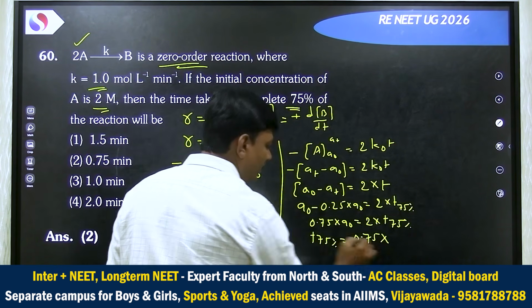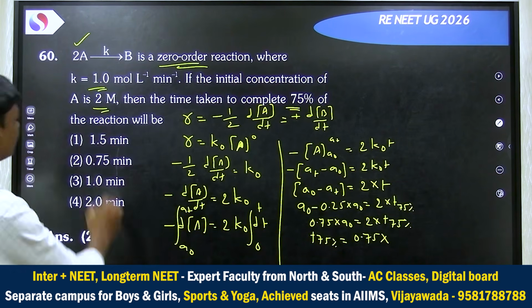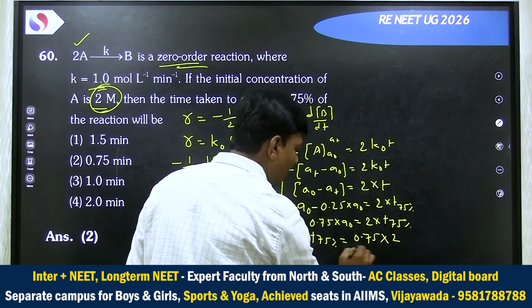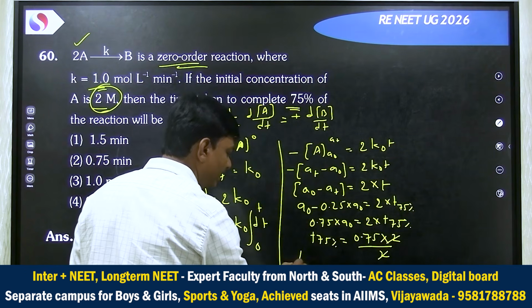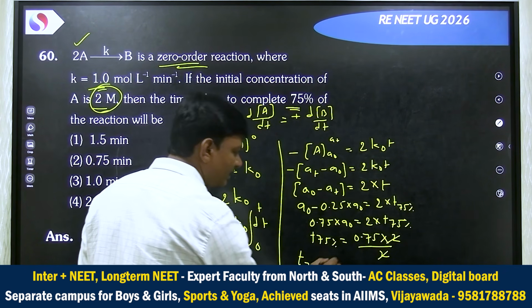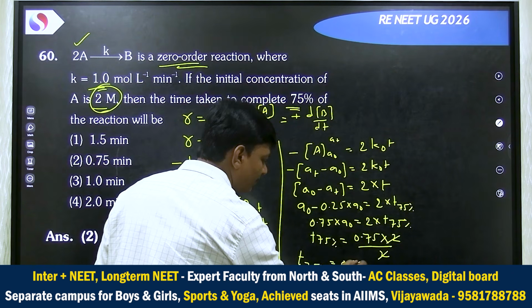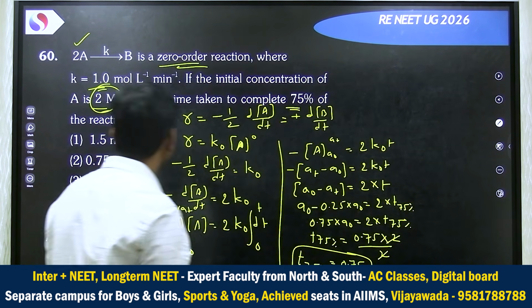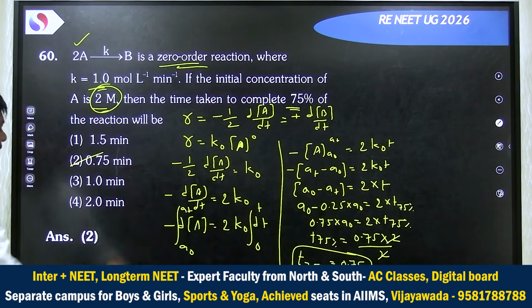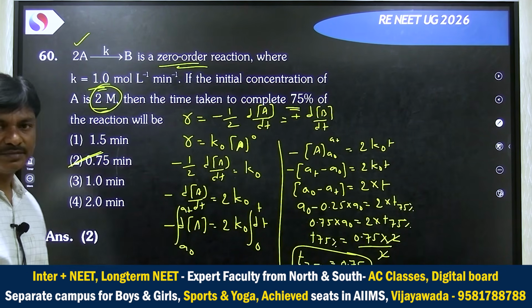So t 75% is equal to 0.75 A naught divided by 2. A naught means the initial concentration of the reactant, which is 2, divided by 2. Then finally we get the time taken for 75% completion is equal to 0.75. In the first option 1.5 minutes, second option 0.75 minutes, third option 1 minute and fourth option 2 minutes. So the correct answer will be the second option.